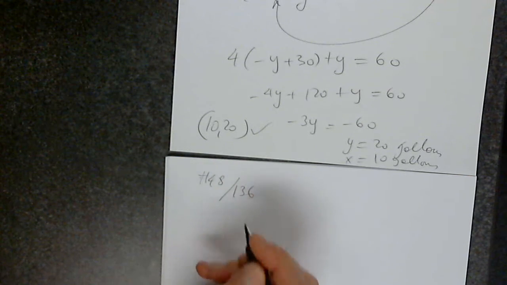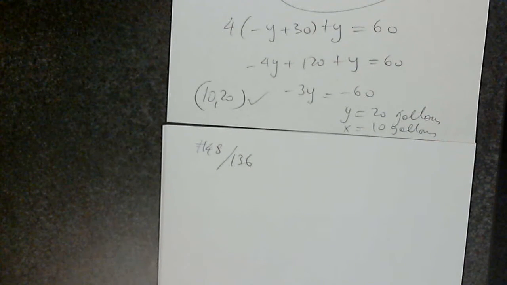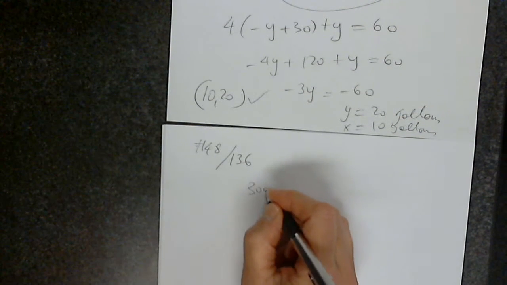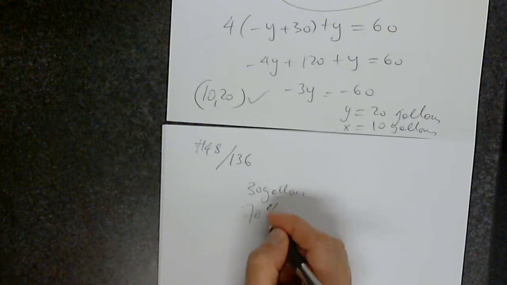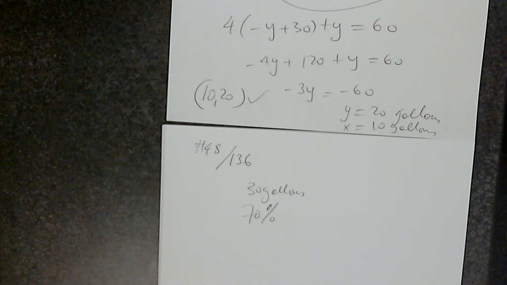On page 136. How much water should be added to 30 gallons of a solution that is 70% antifreeze to get a mixture that is 60% antifreeze?